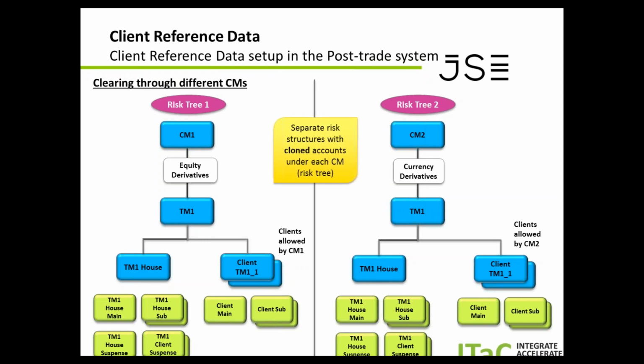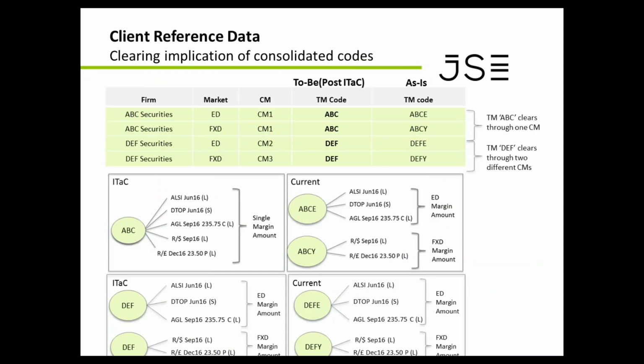And obviously separate risk nodes under the different clearing members. And this is just the example that Maria gave us earlier, where we're consolidating the codes. So old was ABCE and ABCY, now it will all be ABC, and the same here DFE and DFY. The only instance here is two different clearing members. So this is the ITaC world, so all the single stocks and the currencies will be under the one, and here it will be the two different clearing members. And this is the current, so everything is being broken up separately.